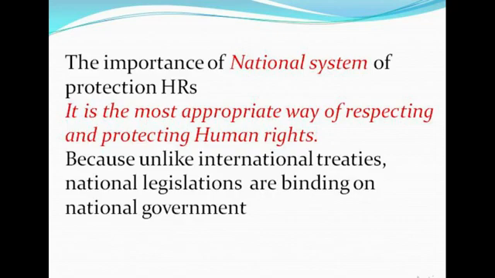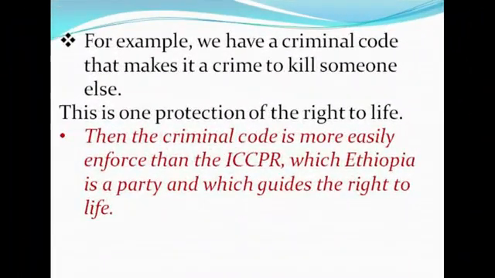And they are sometimes considered the most appropriate way of respecting and protecting human rights, because unlike international treaties, national legislations are binding on the national government. For example, we have a criminal code that makes it a crime to kill someone else. This is one protection of rights, the right to life. Then the criminal code is more easily enforced still than the ICCPR, which Ethiopia is a party to, and which guarantees the right to life. That's why national institutions or national systems are even sometimes more important than the regional and the international ones.